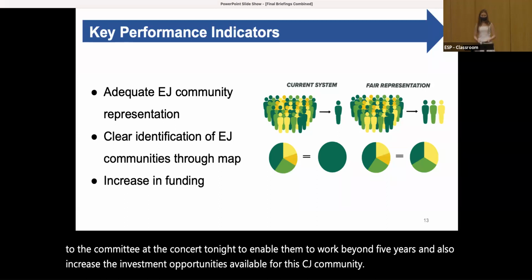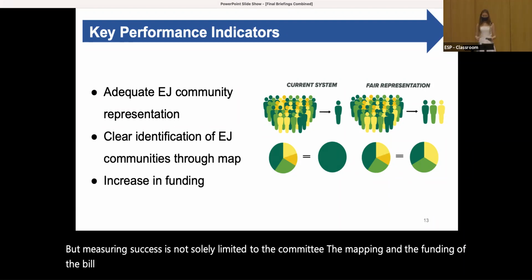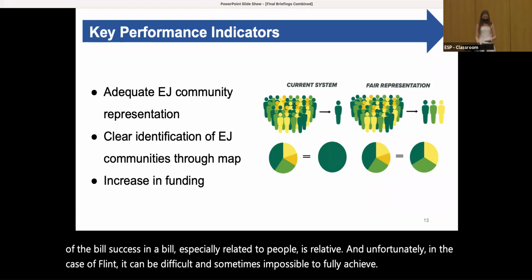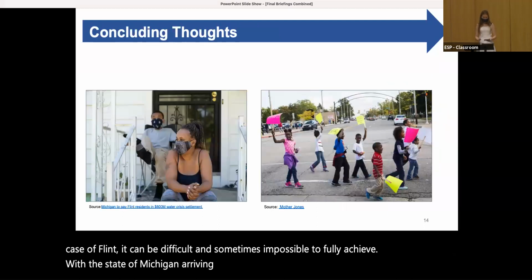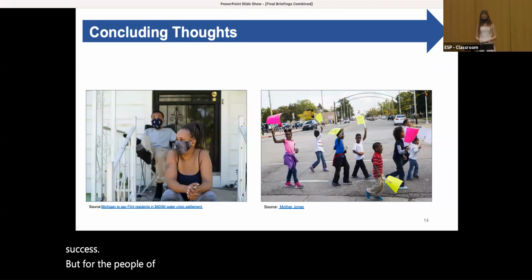But measuring success is not solely limited to the committee, the mapping, and the funding of the bill. Success in a bill, especially related to people, is relative. And unfortunately, in the case of Flint, it can be difficult and sometimes impossible to fully achieve. With the state of Michigan arriving at a $640 million settlement, and the CDC and the EPA well underway in their infrastructure improvements, the response to Flint is being marked as a success. But for the people of Flint, it isn't a time to celebrate.